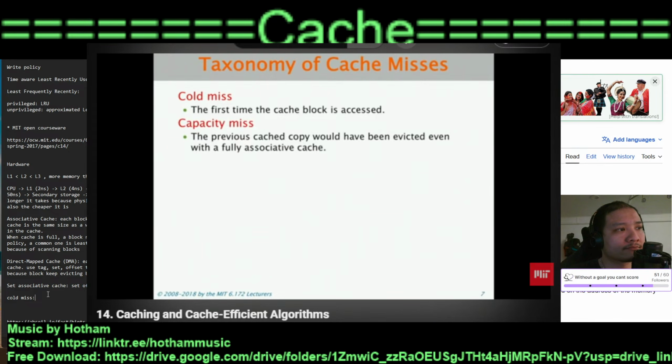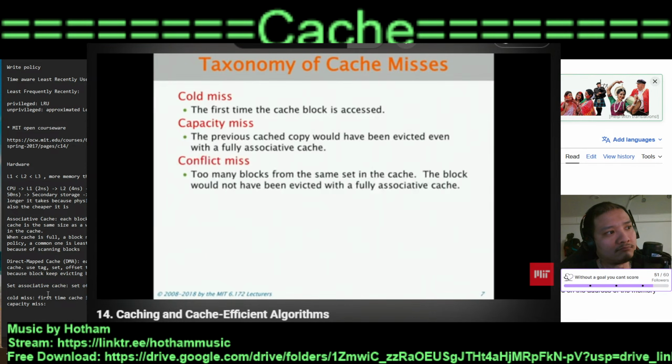Then there are capacity misses. Capacity misses are cache misses you get because the cache is full and it can't fit all of the cache blocks that you want to access. You get a capacity miss when the previous cache copy would have been evicted even with a fully associative scheme. Even if all of the possible locations in your cache could be used for a particular cache line, that cache line still has to be evicted because there's not enough space. That's what's called a capacity miss. You can deal with capacity misses by introducing more locality into your code, both spatial and temporal locality, and we'll look at ways to reduce the capacity misses of algorithms later on in this lecture.